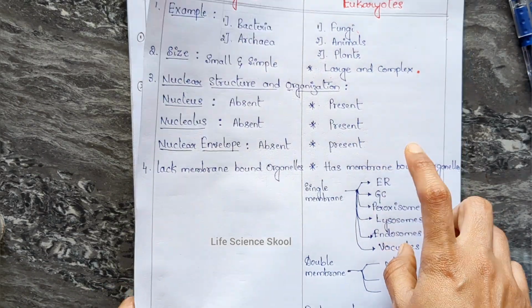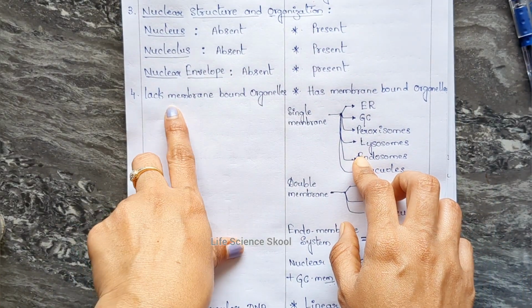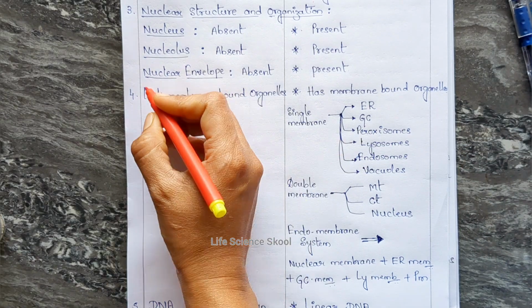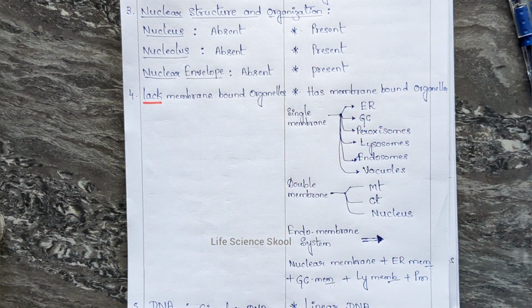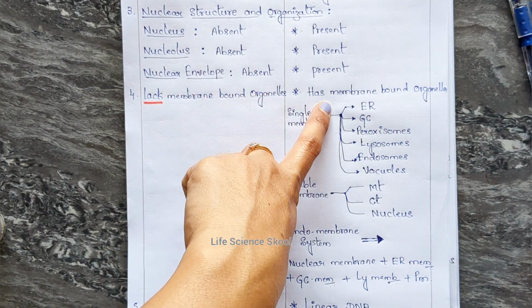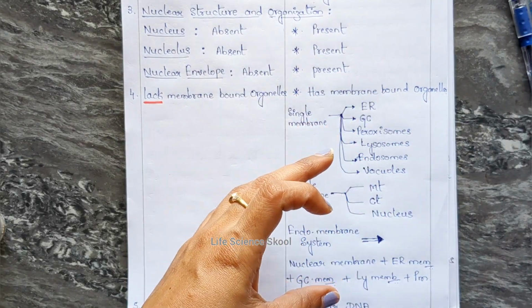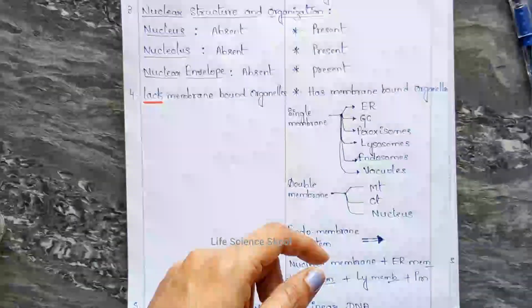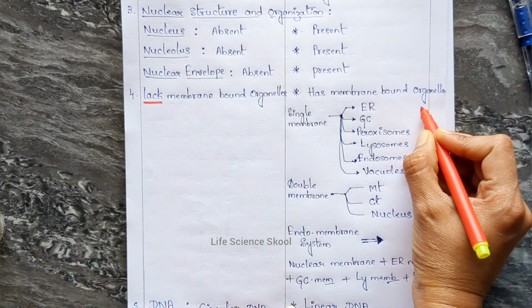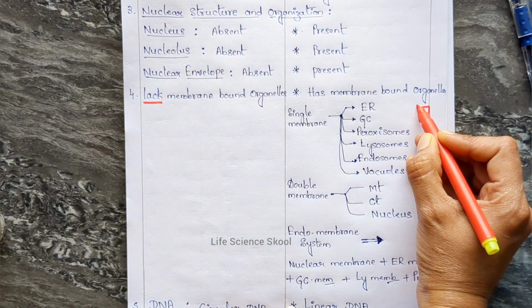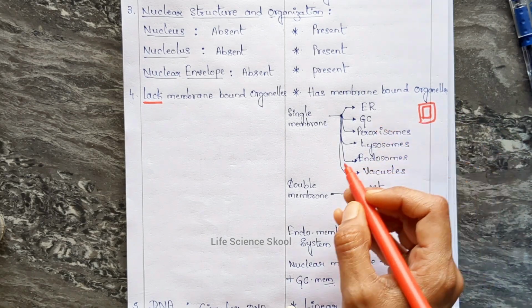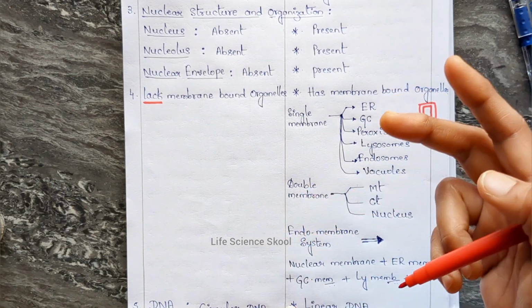Okay, and when you look at the organelles here, lack means absent. There is a lack of membrane bound organelles in prokaryotes, but eukaryotes have membrane bound organelles. And in membrane bound organelles there will be a single membrane. If you take this as the cell, the cell has a single membrane, or else there will be another kind called double, meaning two.